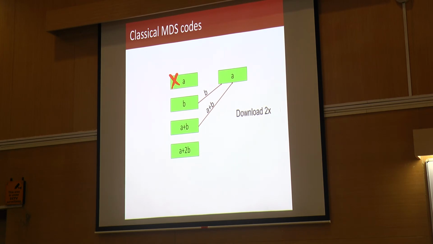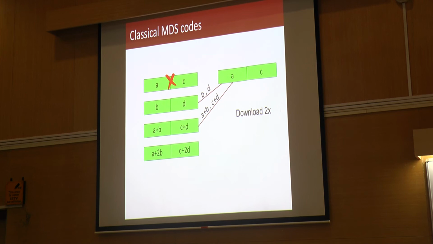Okay, so let's take the same example that we have been seeing for the classical MDS code. We have A, B, A plus B, and A plus 2B. Now, if A has failed, as we have seen, we can connect to any two blocks and decode. So now just consider each node, instead of having one symbol, has two symbols, but the code is still the same. As I was mentioning earlier, this is how it is encoded anyway.